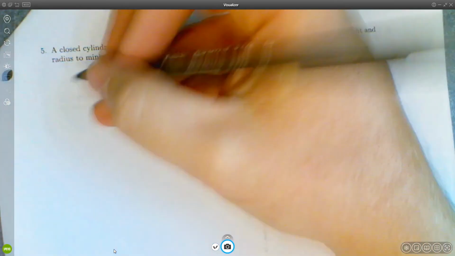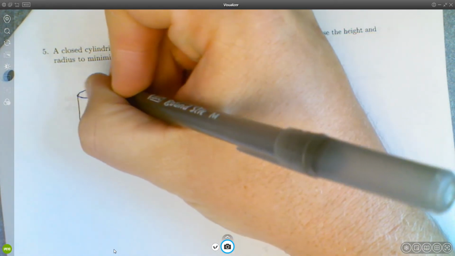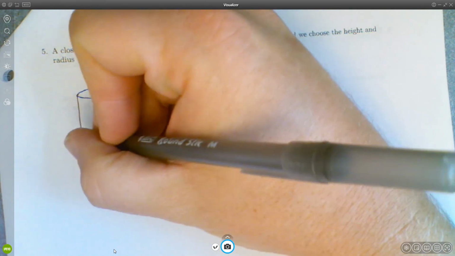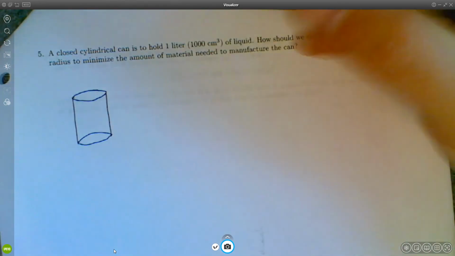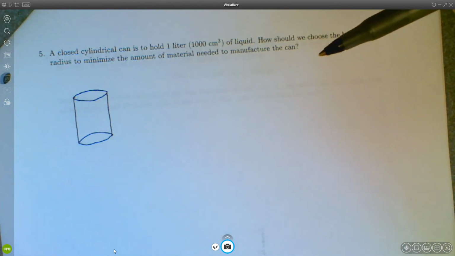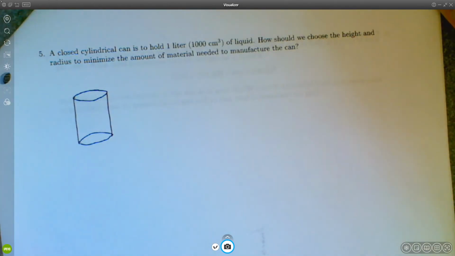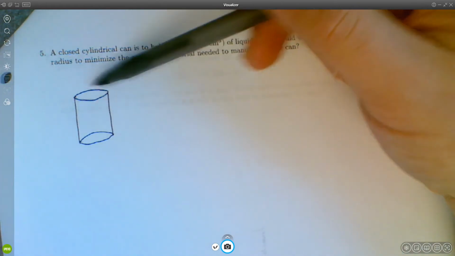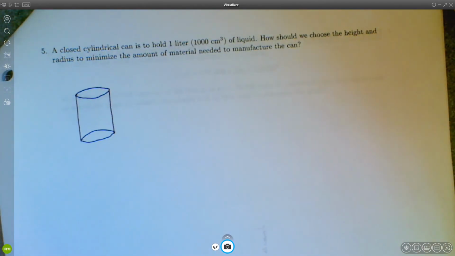Okay, so once again, we have this cylinder. It's going to be a cylindrical can, and we know that it needs to hold 1 liter of liquid. But we want to minimize the amount of material needed to manufacture the can. So we're not trying to minimize the volume of the can. In fact, the volume has to be 1,000 cubic centimeters. What we're trying to do is minimize the material. That means we have to minimize the surface area of this cylinder.